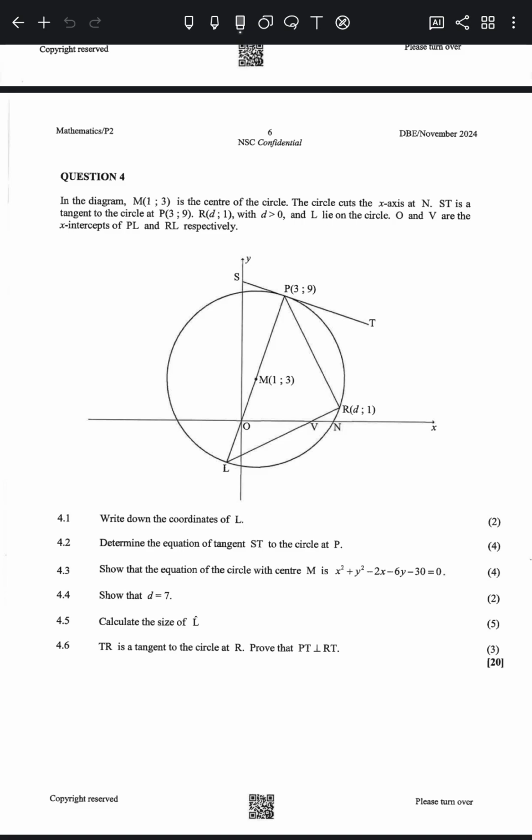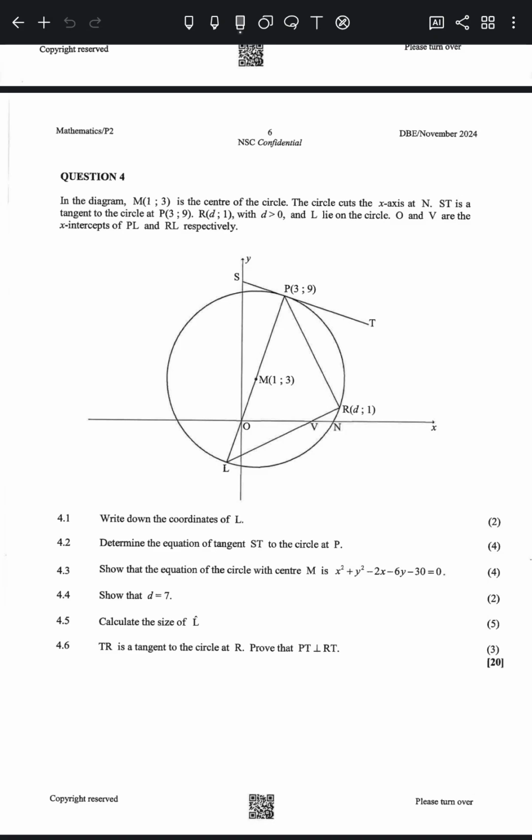Then they ask you circle geometry as well. Look at how beautiful the circle geometry is. It's not even complex, it's not even complicated. Write down the coordinate of L, you use the midpoint, determine the equation of a tangent. Remember, for you to get the equation of the tangent, the tangent and the radius are perpendicular. Therefore, you complete the square, and then you show that D is equal to 7. Then you calculate the size of L. How do we do the size of L? You're going to get all the distances, and then you use the cosine rule.